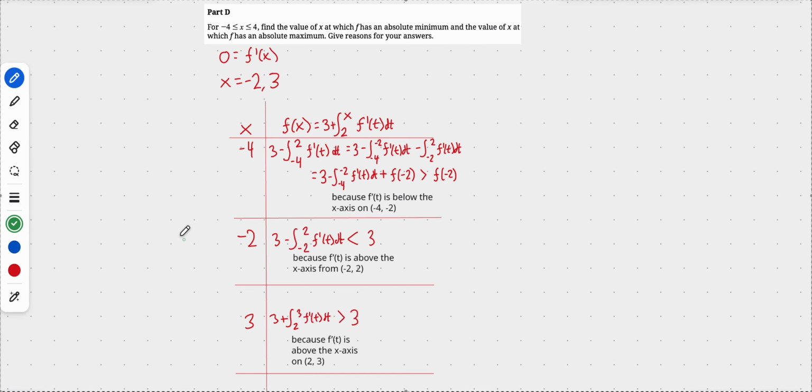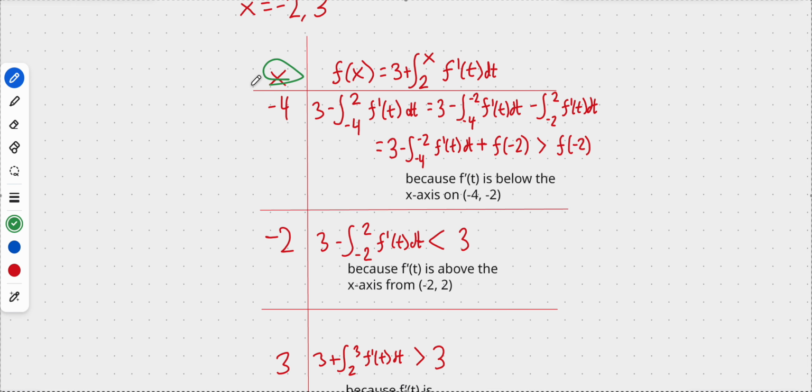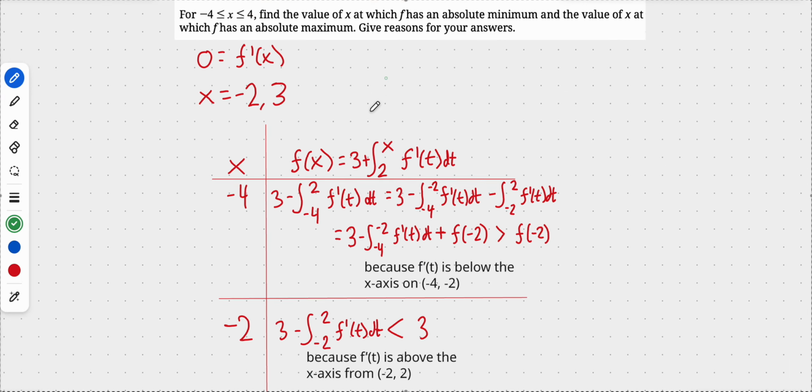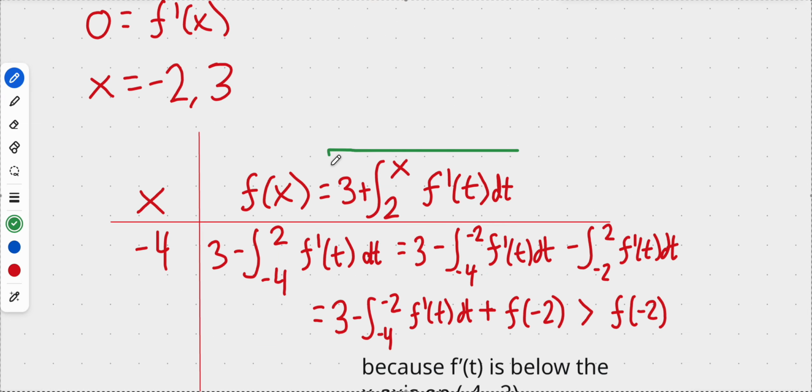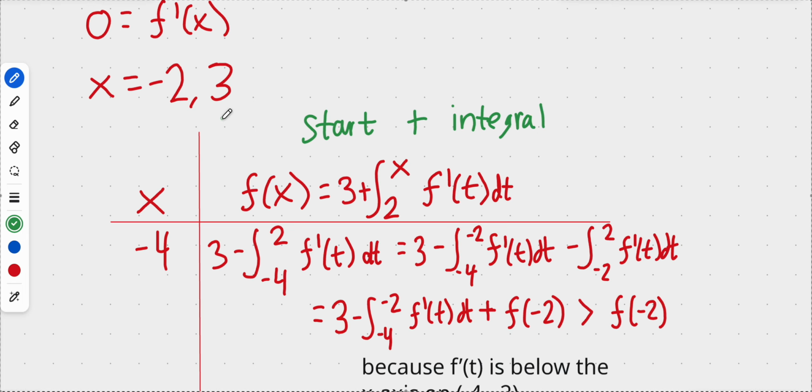All right. And so my table has x as a column, of course, and it has f of x as a column. I need to figure out a formula for f of x. This is it. How did I come up with that formula? Well, I like to think of it as start plus integral, right? If you start somewhere and then add on an integral, you will end up somewhere. And you can calculate where you will end up.